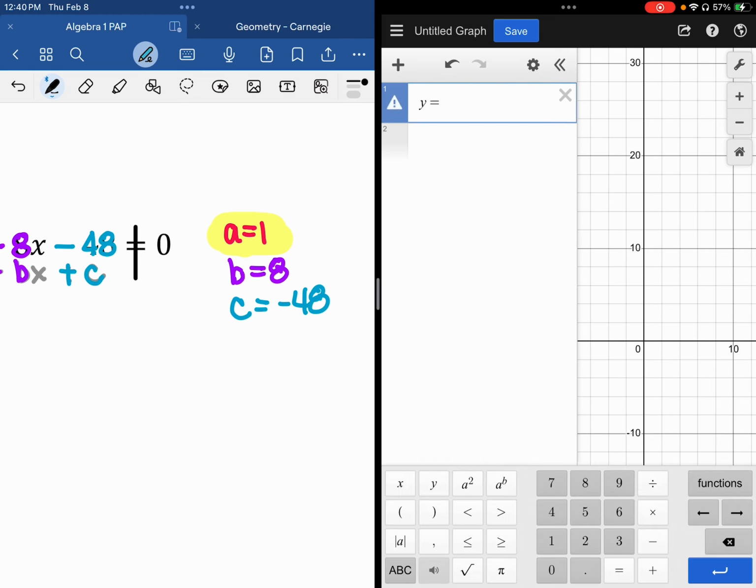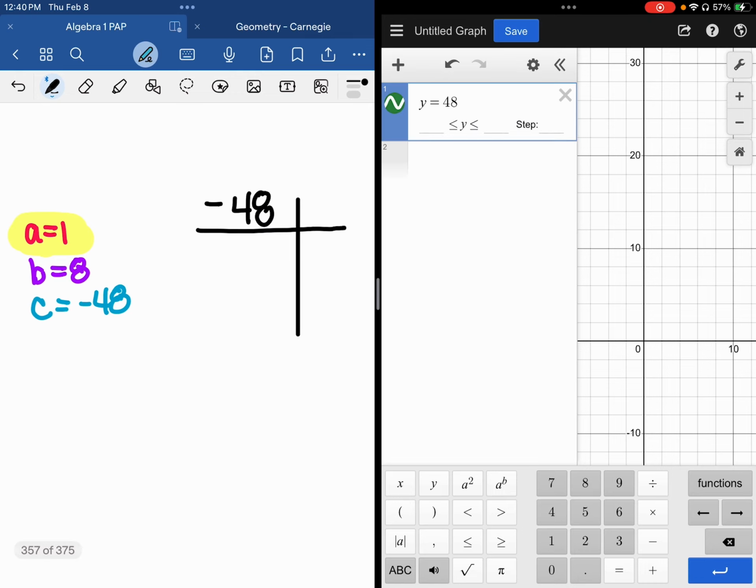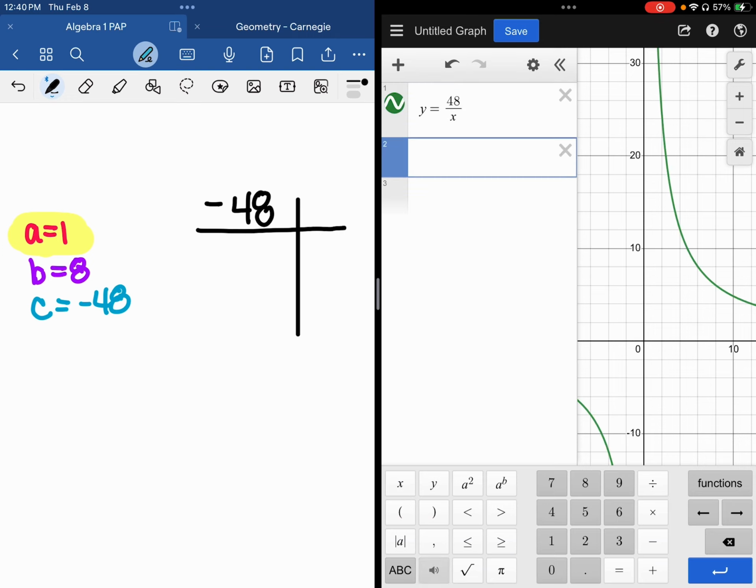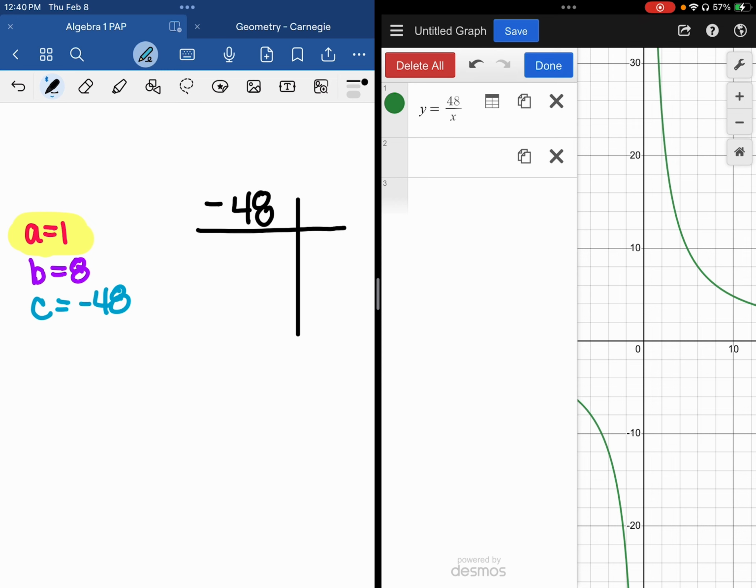Y equals. So when you use your graphing calculator, you just go into your graph and it already has the y equals part set up for you. You ignore that it's negative 48 and you just type in 48 divided by x, and that's it. There's your graph.